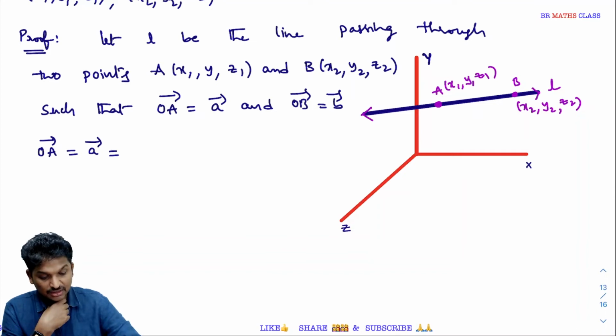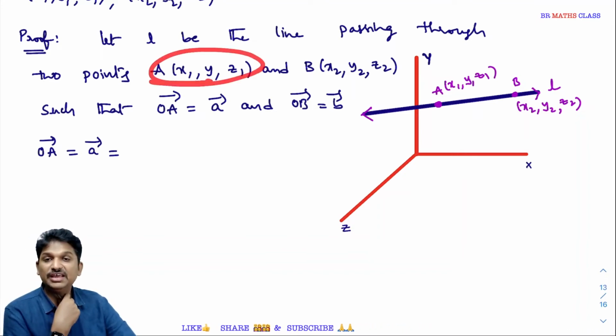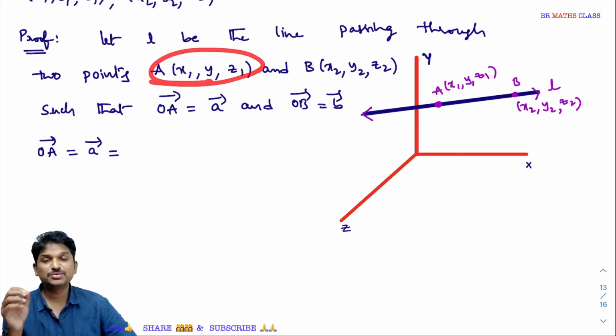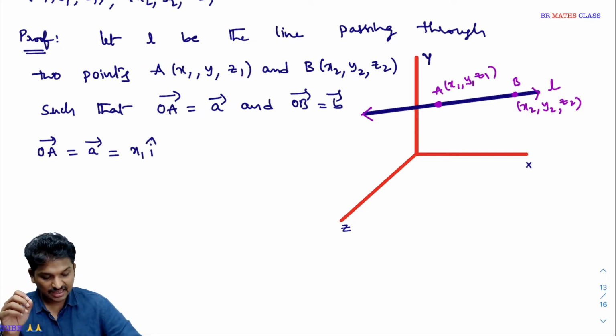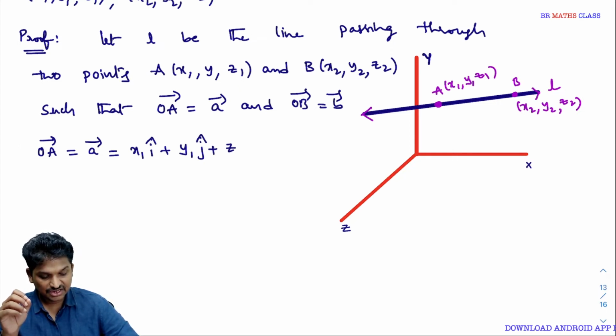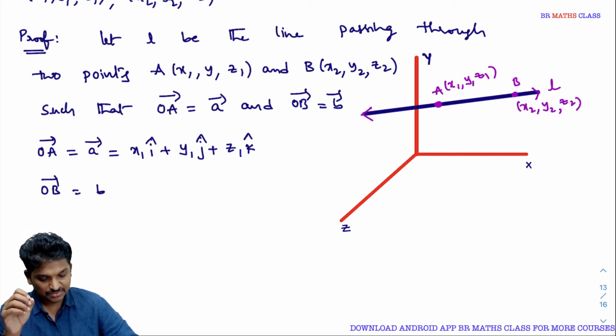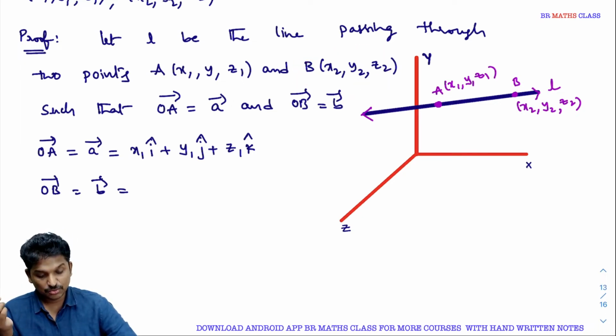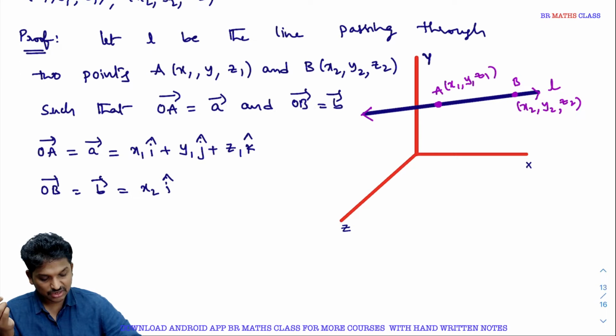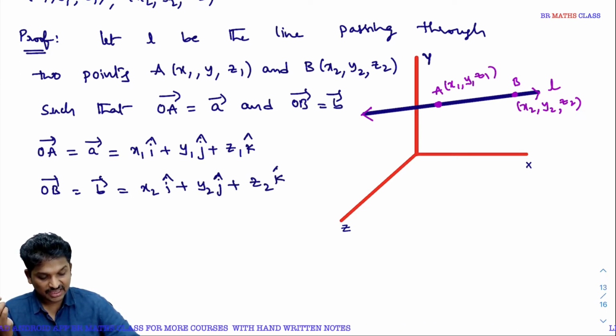What is A bar? Look here, OA bar. What is OA bar? When they given the point, every point can be expressed in terms of its position vector. We learned this in vector algebra chapter. OA bar is x1 i cap plus y1 j cap plus z1 k cap. Okay, what is OB bar? OB bar is B bar. As we know point B, we can write OB bar. OB bar is x2 i cap plus y2 j cap plus z2 k cap.